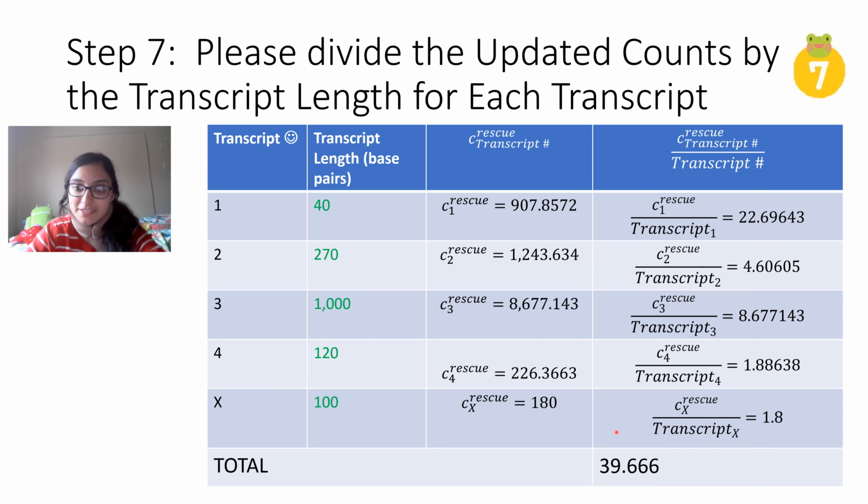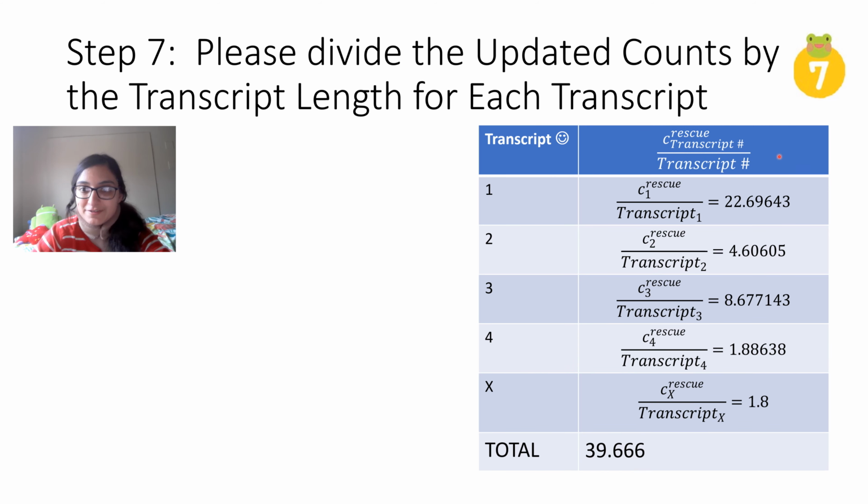Then you can sum up these values here. When you sum up all these values, you'll get the total, which is 39.666. You might be noticing a trend, with this 1.88 as well being there. We take these values and we're just summing them up together to get 39.666. So all these values summed up will give us this value here.